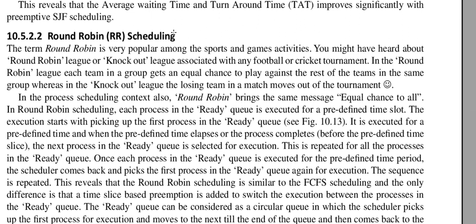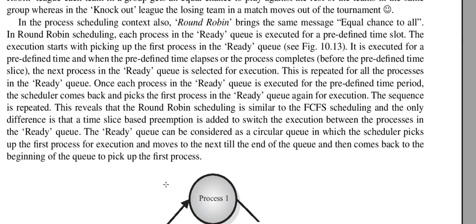Next algorithm is problems on round robin scheduling. Round robin is very popular among sports and games activities. Each time slot will be given, and in that time slice, this is scheduling similar to first come first serve scheduling. The only difference is that time slice based preemption is added, to switch the execution between the processes in the ready queue state.